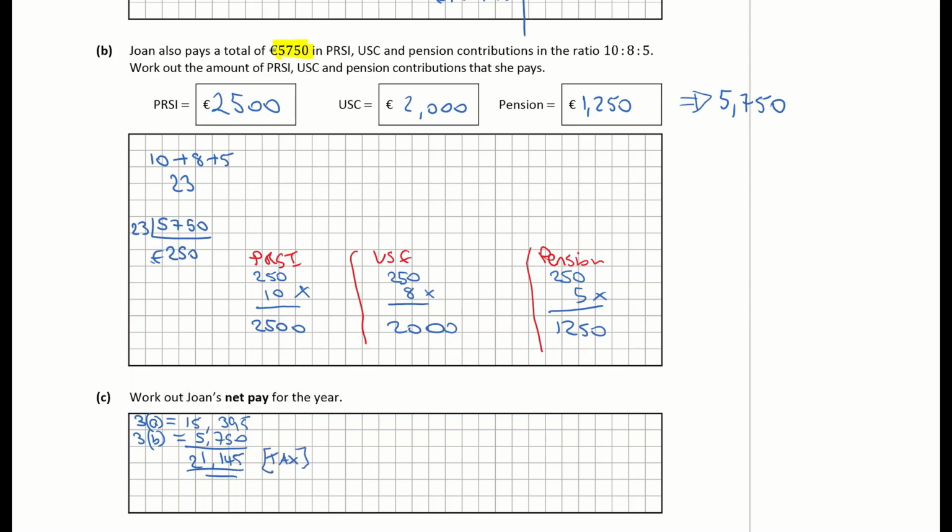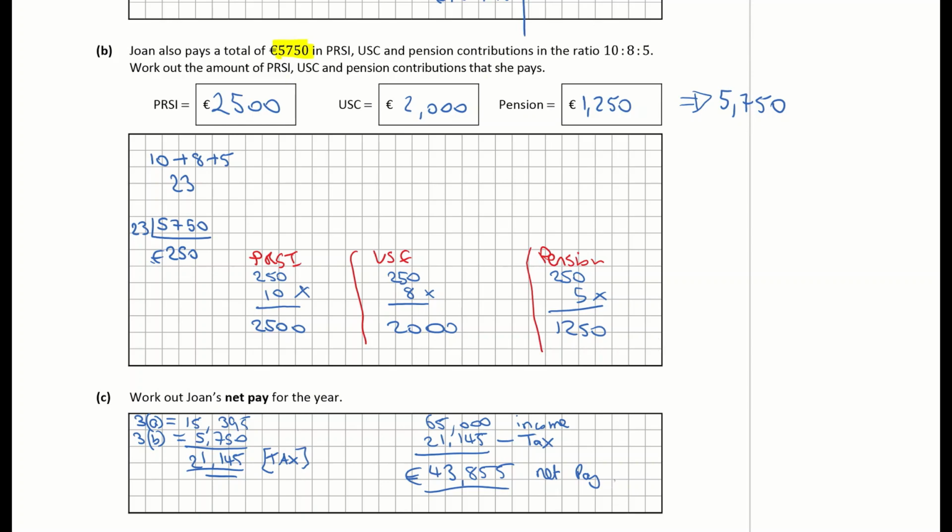The question though wants her net pay, how much Joanne actually gets to keep. So again, I'm going back to the top of the question, and it tells us that Joanne is earning 65,000 euro per year. So that's her income. I'm now going to subtract her taxes, which is 21,145 euro. And when I take them away, I'm getting €43,855, and that is Joanne's net pay. Basically, how much Joanne gets to keep. That's the end of question 3.